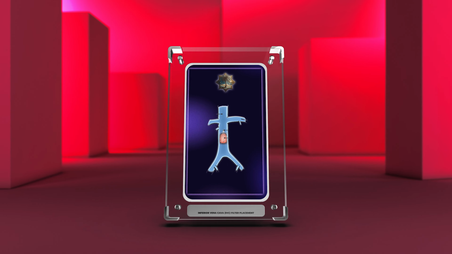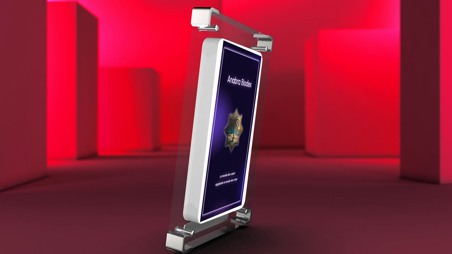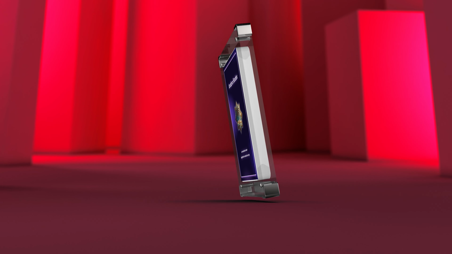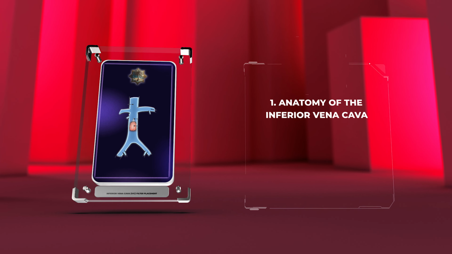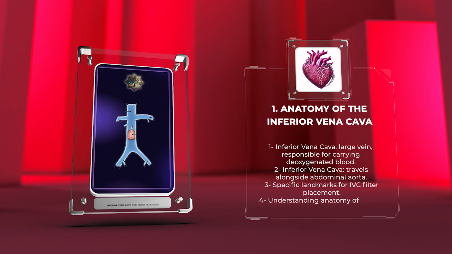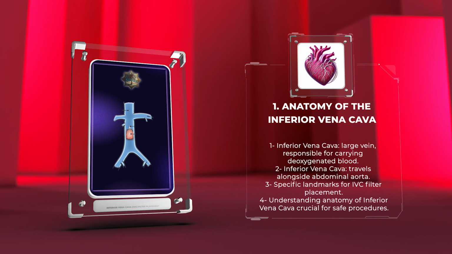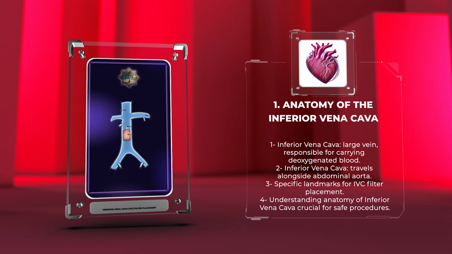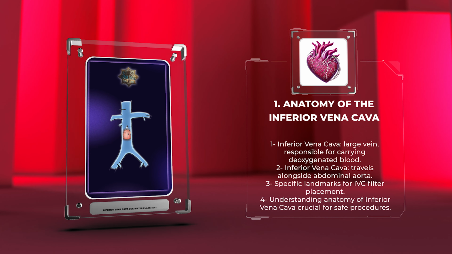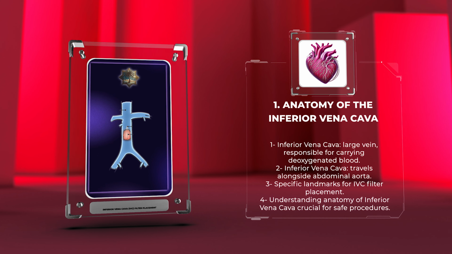Now, let us begin our discussion with the anatomy of the inferior vena cava. In summary, the inferior vena cava is a large vein responsible for carrying deoxygenated blood. It travels alongside the abdominal aorta and has specific landmarks to be mindful of when planning IVC filter placement. Understanding its anatomy is crucial for successful and safe procedures.